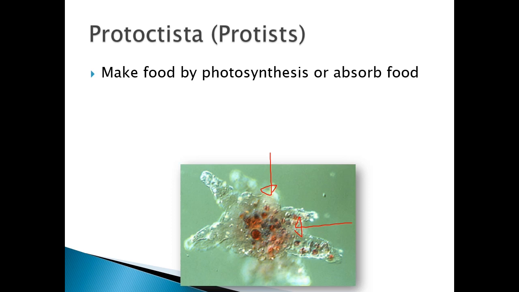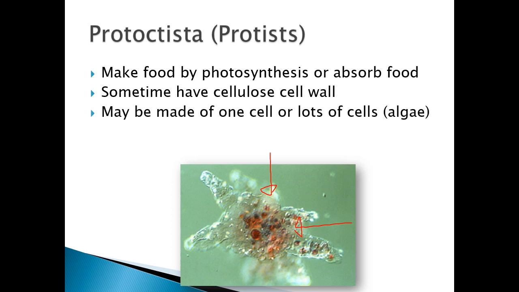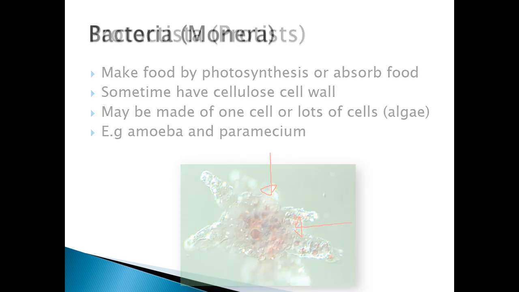Some of them have a cellulose cell wall, like plants do, but some of them don't. Some of them are made of only one cell, and others are made of lots of cells. Algae, for example, is a protist, and it's made of lots of cells. Examples here: we said amoeba was this one here, and also one called paramecium. These are very small things you might find in pond water. So that's protists.